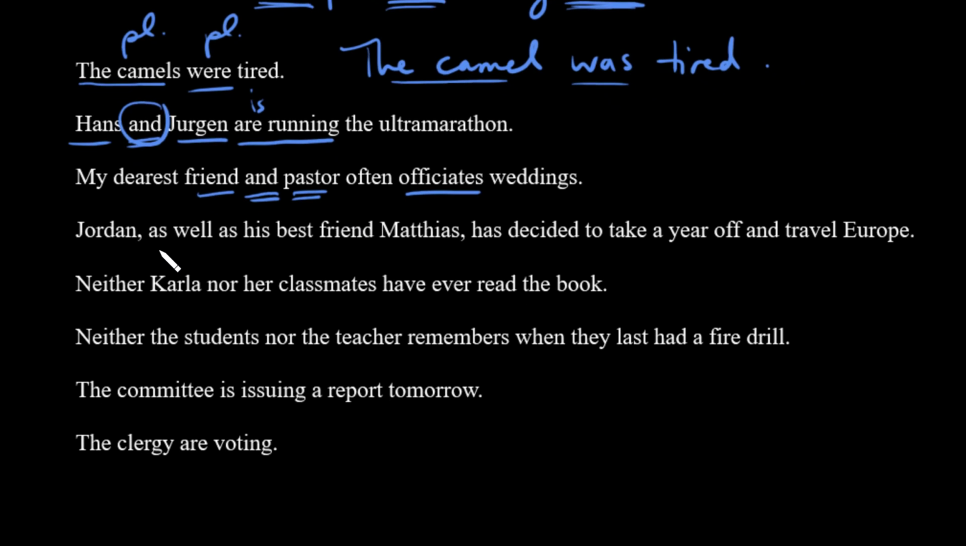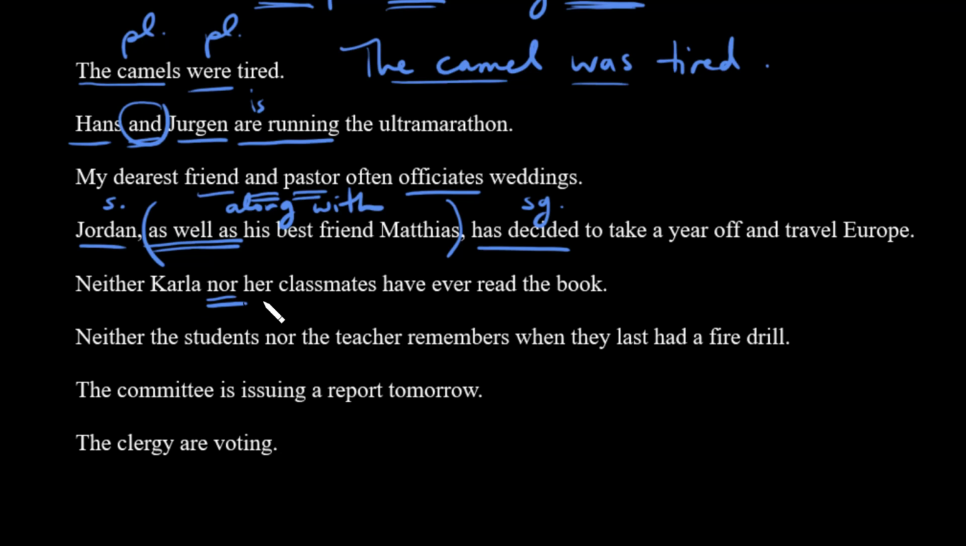Another tricky instance is where you use this expression as well as. And as well as is an expression that could really go between brackets. You could say Jordan, and then all of this is in brackets, and then you get to the verb, and it's singular because it's matching Jordan. Okay, so watch out for that little expression as well as. There's one other one, it goes along with, and the same rules apply.